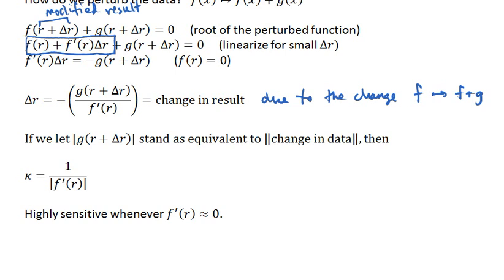Now, to get kappa, we have to take some kind of norm in the change of the result. Well, that's just an absolute value. That's easy. What about the change in the data? How do we measure that?